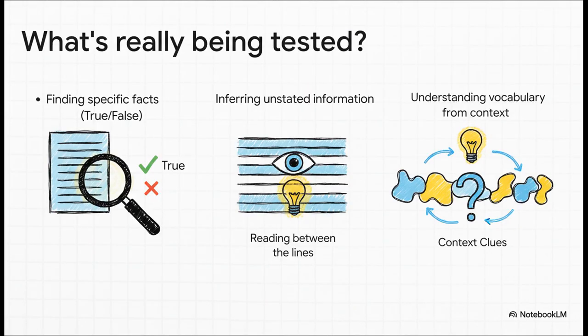So what are they really testing with a question like this? Well, it's pretty much three things. One, can you find specific facts, for those true or false questions? Two, can you read between the lines and figure out what's not being said directly? And three, can you use the context to guess what a word like explore or awful means without reaching for a dictionary? It's like a full workout for your reading brain.